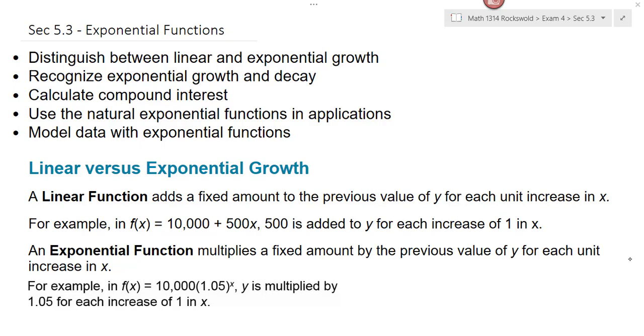Section 5.3 is exponential functions. In this section, we're going to be looking at what an exponential function is and talk about exponential growth and decay, as well as calculating compound interest.